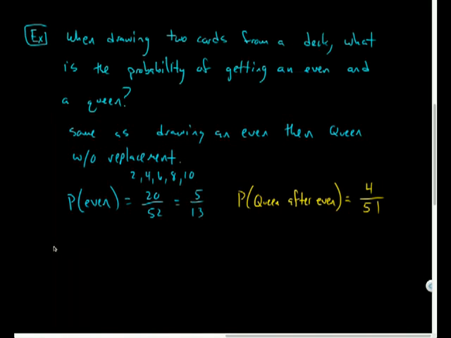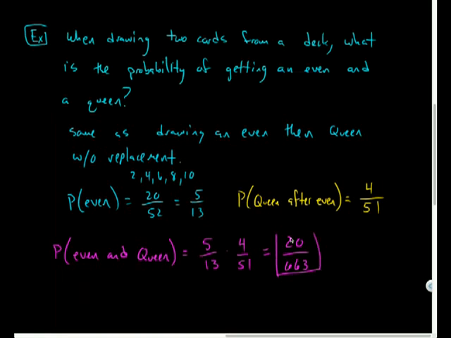So to find the probability of both things occurring, even and queen, when drawing 2 cards, I'm simply going to multiply these probabilities. So 5/13 times 4/51. That's going to equal 20 over 13 times 51, which is 663. I think I did that earlier, didn't I? Yeah. And that does not reduce. So that would be my answer.